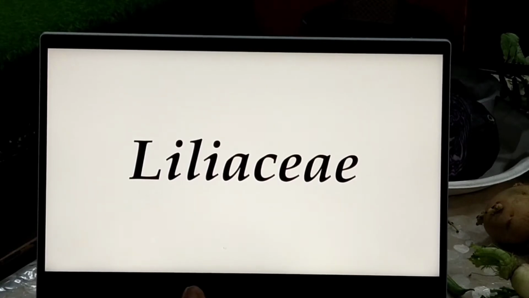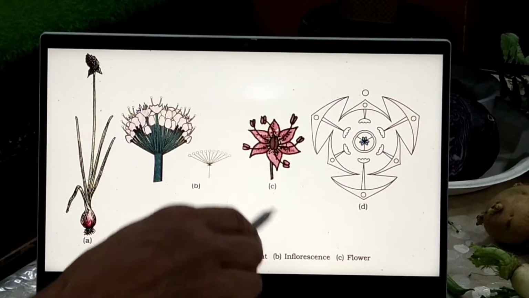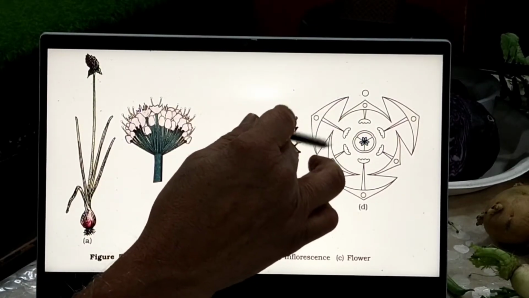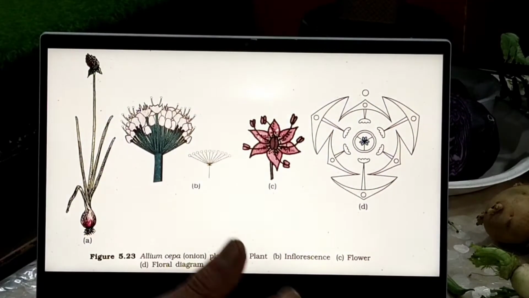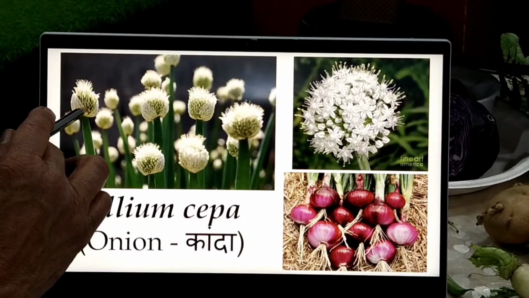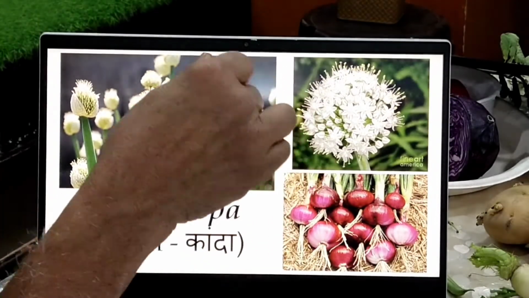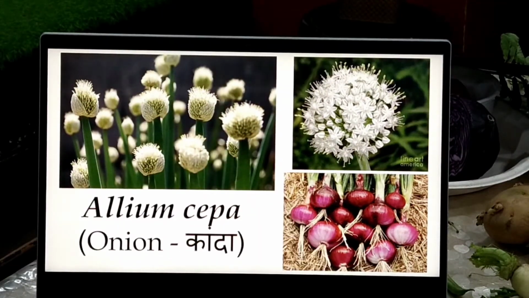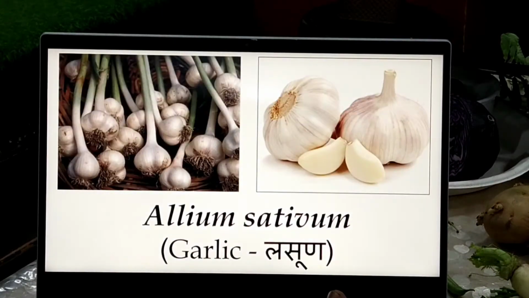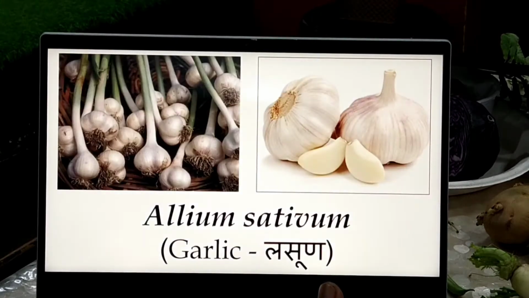We'll go for Liliaceae now, and here is the typical picture in your book. Typical 3+3 arrangement. Being a monocot family, it is trimerous. Look at this inflorescence. Actually, each one of them will have small umbels. Allium cepa. This is Allium sativum.